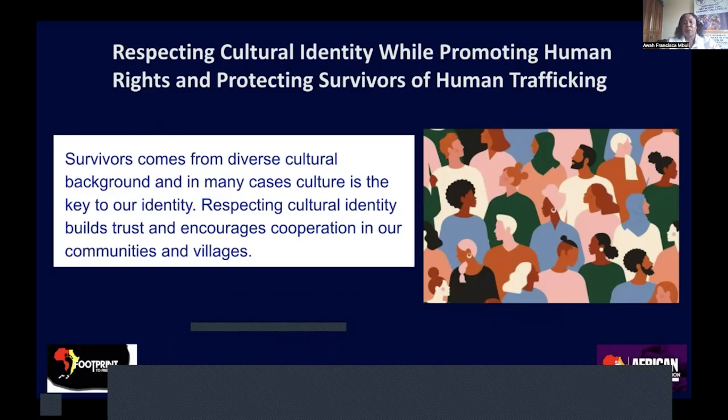Respecting cultural identity while promoting human rights and protecting survivors of human trafficking. This point also gives way to better explain the last point, the preventive method for harmful cultural practices that give way for traffickers. Survivors come from diverse cultural backgrounds, and in many cases, culture is the key to our identity. Respecting cultural identity builds trust and encourages cooperation in communities and villages. This further explains that when you respect a culture from a community, it gives way for the community members and the notables to trust you, and through that you can intersect them to better give them education or knowledge on how to address their cultural norms which directly relate to trafficking. Next slide.